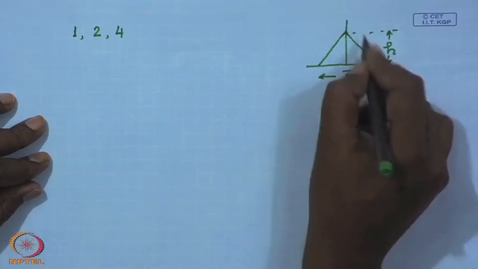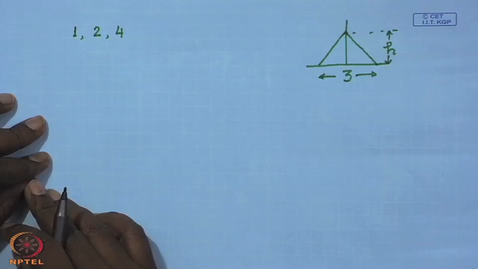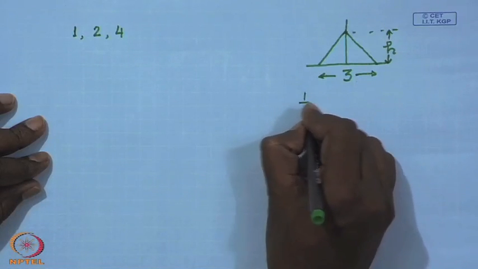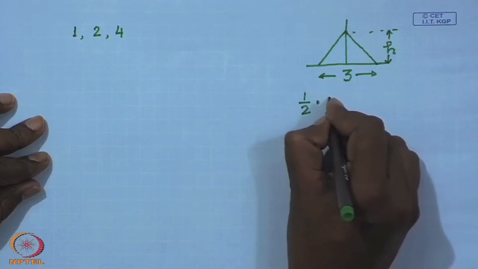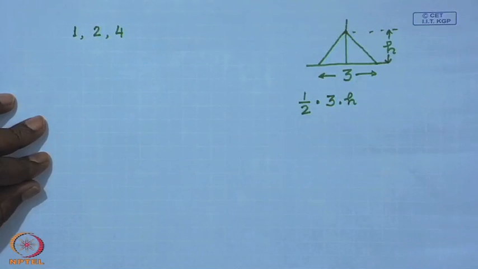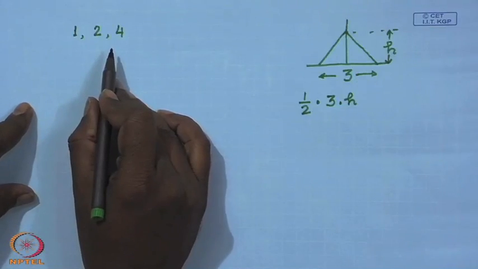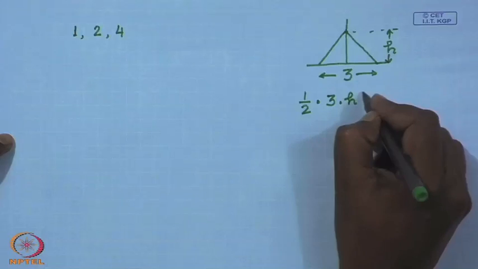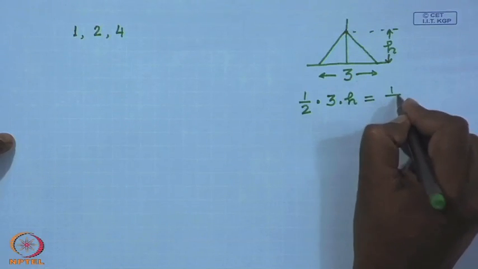So, I have to find out what will be the height of this window. As you know, the area of such a triangle is nothing but half into width, which is 3, into height. So, this is the area of the triangle and the area of each of these triangles has to be equal to 1 upon 3, because I have 3 samples and the total area of all the windows has to be equal to 1. Okay. So, the area of an individual triangular window has to be equal to 1 upon 3. So, I put this equal to 1 upon 3.